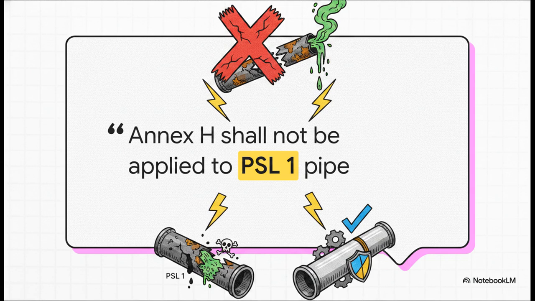And API 5L does not mess around here. Look at this explicit warning right out of the gate. Standard PSL1 pipe is absolutely not suitable for sour service, period. It will utterly fail when exposed to these chemicals. If you are operating here, an upgrade is mandatory.